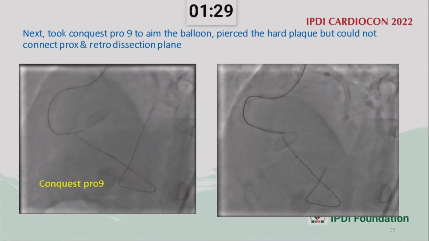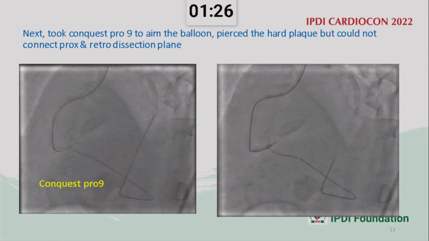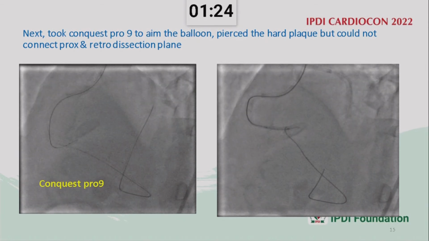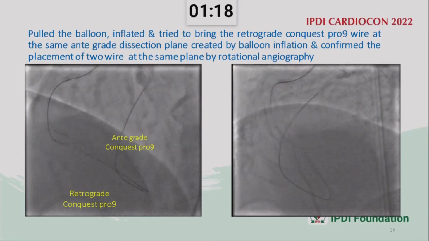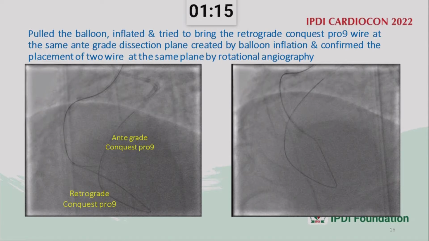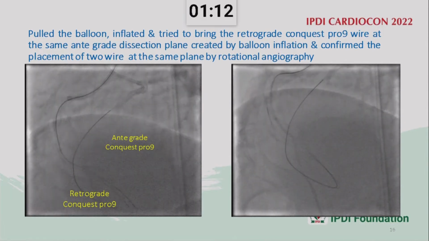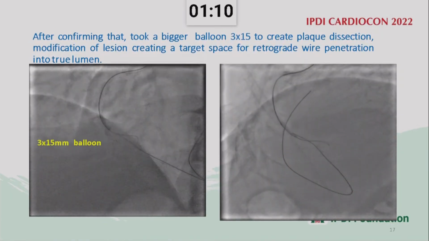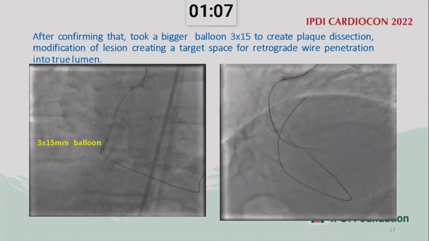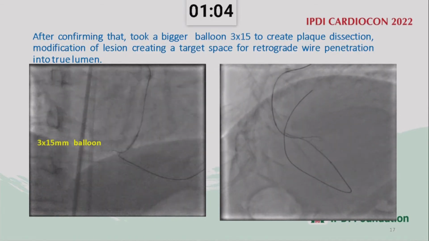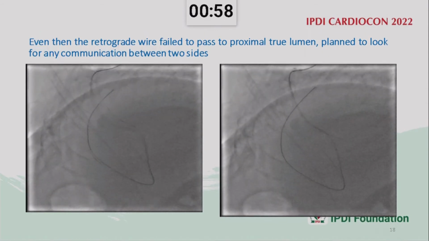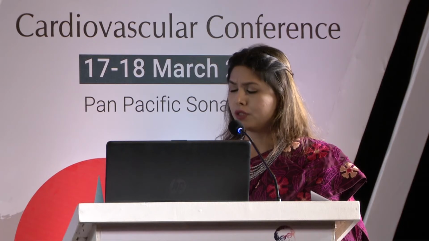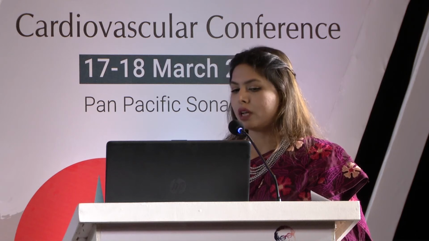So we escalated further to Confianza Pro 9 and aimed at the balloon. Although it pierced the hard plug, we couldn't connect the proximal and retrograde dissection planes. So we pulled the balloon, inflated it, and tried to bring the retrograde Confianza Pro 9 wire to the same antegrade dissection plane created by balloon inflation, and confirmed the placement of the 2 wires by rotational angiography. After confirming that, we took a bigger balloon to create plaque dissection and provide a target space for retrograde wire penetration into the true lumen. Even then, the retrograde wire failed. So we de-escalated and took a Fielder XTR wire, which was maneuvered successfully to reach the antegrade RCA guiding catheter.